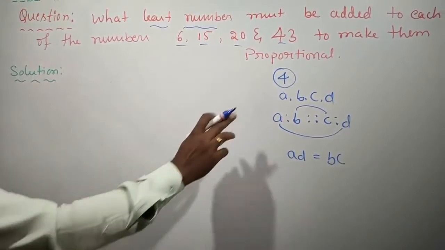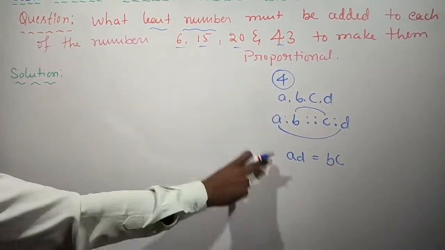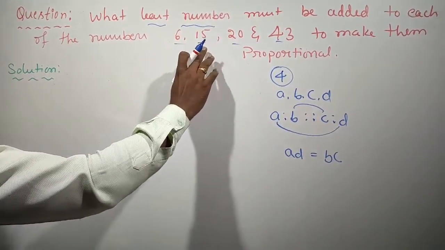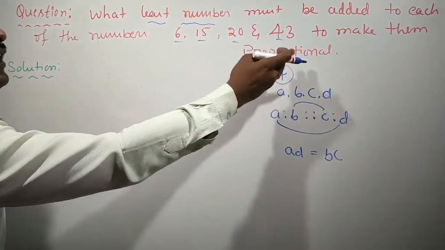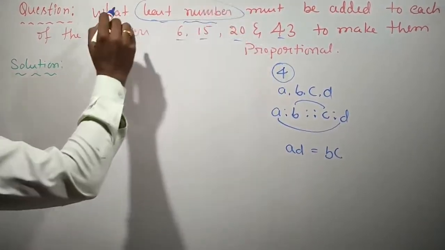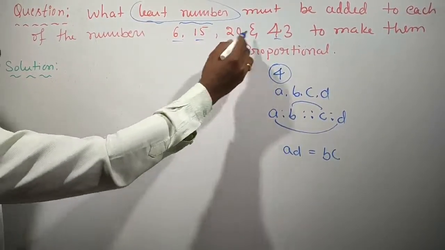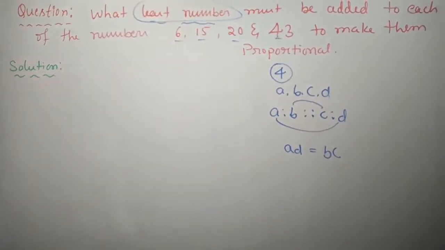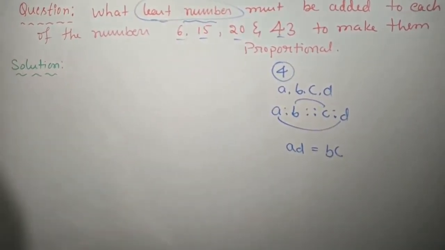You know 4 quantities are there, we will write them down. But these 4 quantities are not showing proportional. Some least number must be added to these 4 numbers so that the 4 numbers become proportional. Now I'll come to the solution part, children.